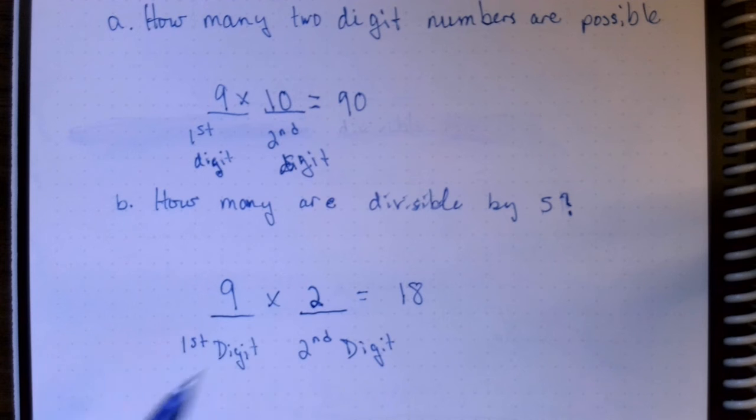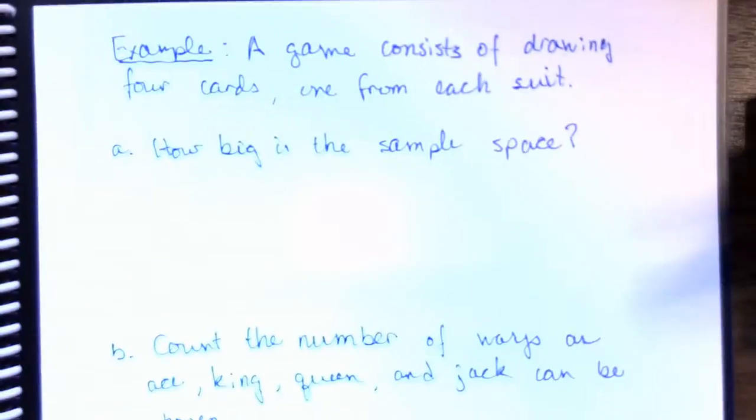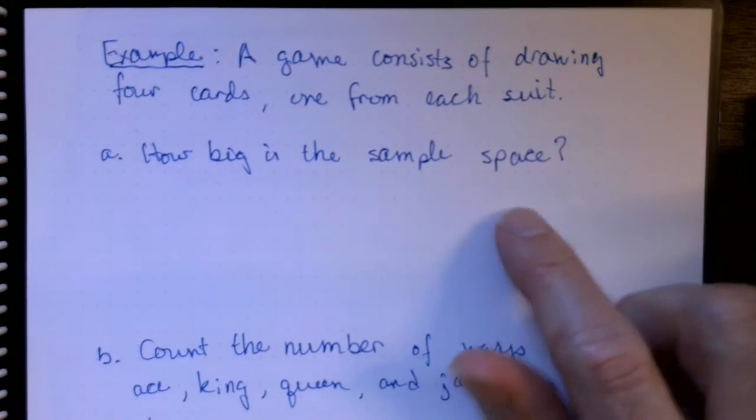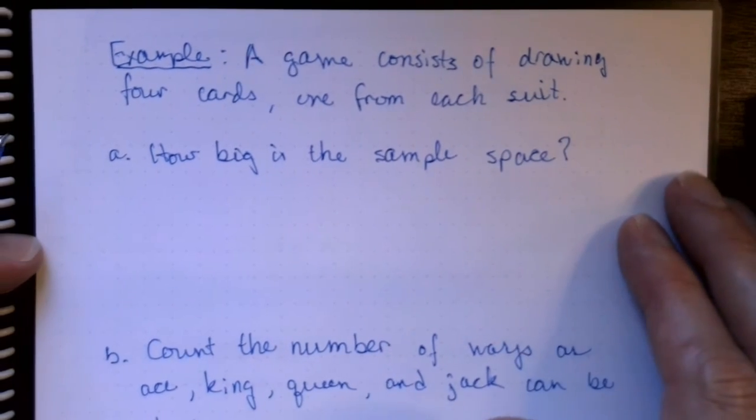Okay, so a neat little application of the counting principle. If you don't believe me, you can count them up, right? 10, 15, 20, 25, 30, 35, 40, and so on until you get to 95, and you'll come up with 18 possibilities. Okay, let's look at a couple of other examples where we apply the counting principles.